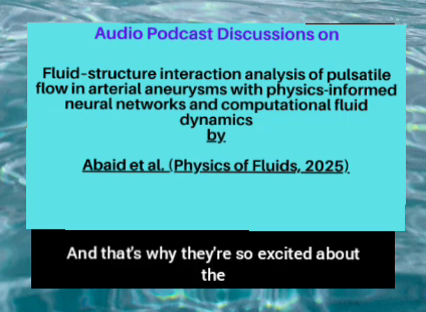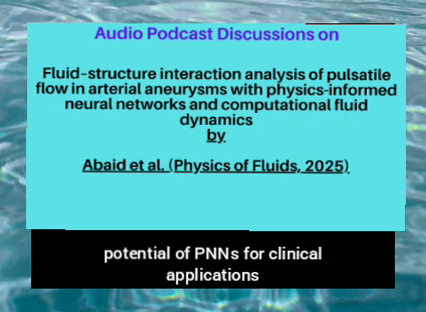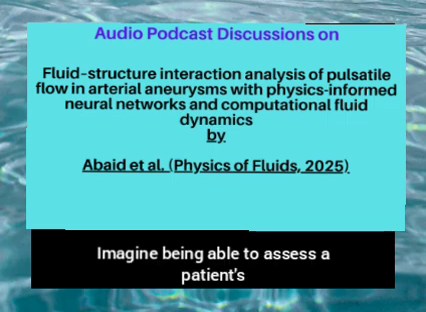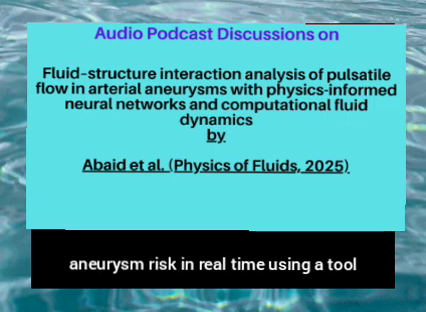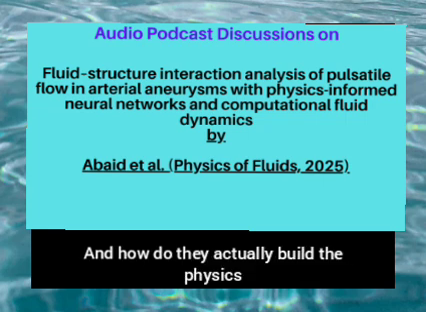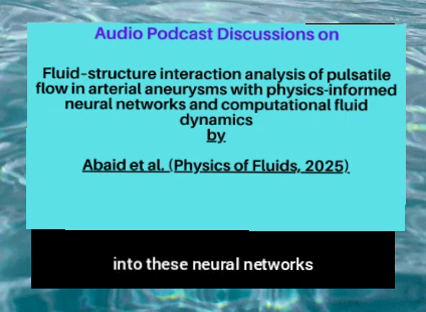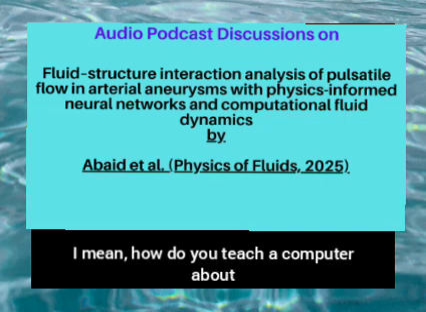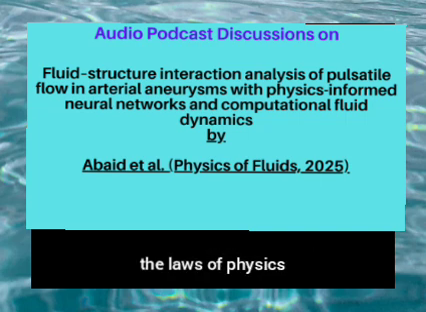Exactly, and that's why they're so excited about the potential of PINNs for clinical applications. Imagine being able to assess a patient's aneurysm risk in real time using a tool that's both fast and accurate. Yeah, that would be a game changer. And how do they actually build the physics into these neural networks? I mean, how do you teach a computer about the laws of physics?